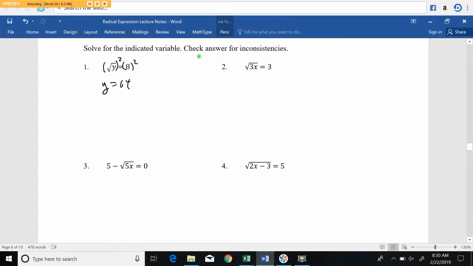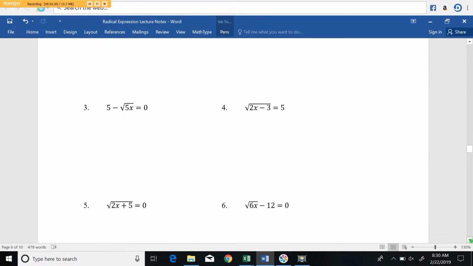Now you notice it says here to check for inconsistencies. I'll describe what that means when we hit one. But anytime you square both sides, you always want to check your answers against the original equation and make sure they work, because funny things can happen. When you square both sides, you can a lot of times introduce solutions that don't actually work. So if you take this 64 and sub it in, the square root of 64 is 8. This one is fine, no problems.